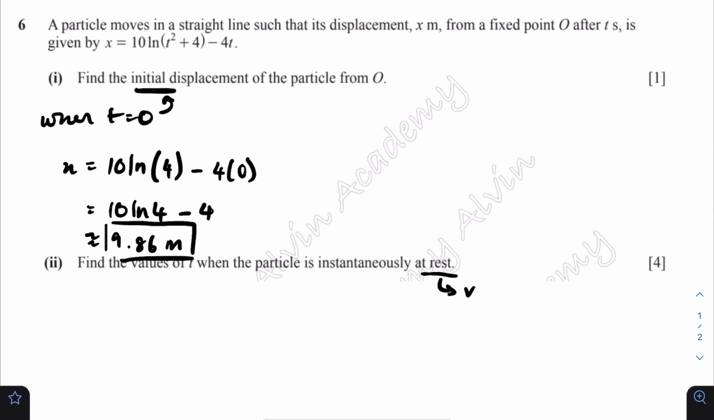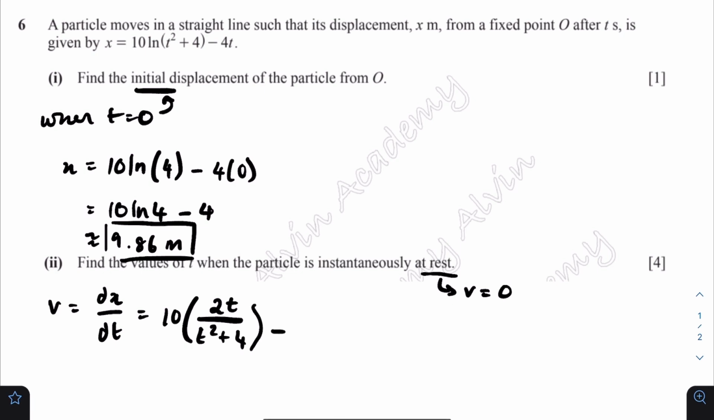So velocity equals 0. They've given us the displacement function, but we know that the derivative of displacement with respect to time is equal to velocity. So since v is equal to dx over dt, let's differentiate the function. So it's 10 times, and then we know how ln differentiates. So ln, basically the function inside, the derivative of that goes in the numerator, and the function in itself goes in the denominator. So t squared plus 4, if we differentiate that, becomes 2t, and the denominator becomes t squared plus 4, it just becomes the same thing.